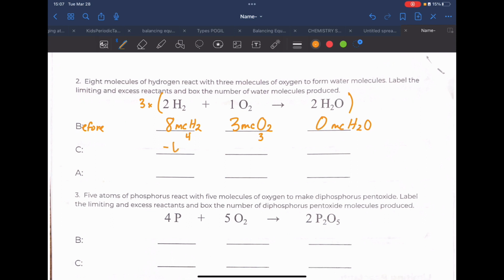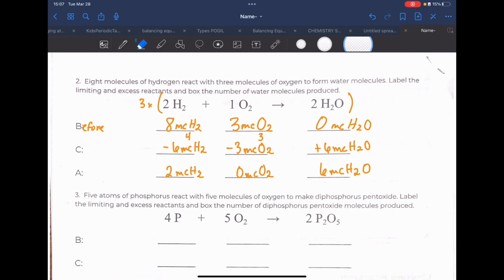3 times 2 is 6 molecules of hydrogen. 3 times 1, I'm going to use 3 molecules of oxygen if I run the reaction 3 times. And I'm going to make 6 molecules of, sorry, 6 molecules of water. Now I do my subtraction and my addition. And there we go. I have 2 molecules of hydrogen left over, and I've made 6 molecules of water.